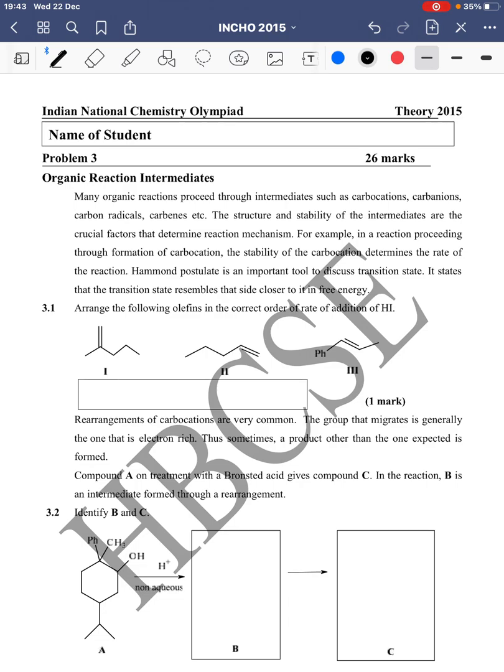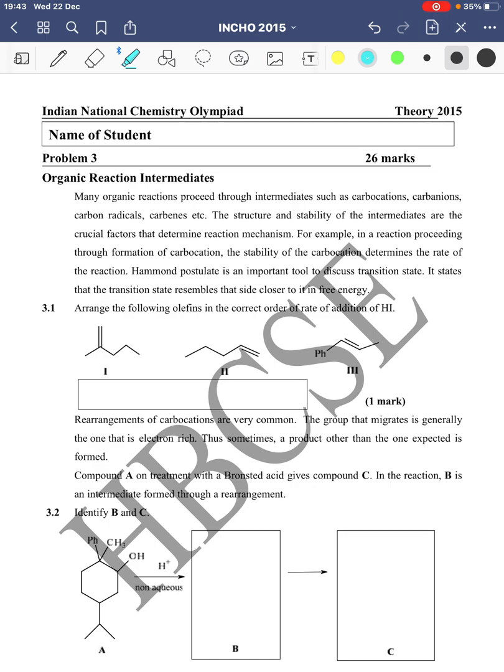Today we'll be solving problem 3 from INChO 2015. This problem is based upon organic reaction intermediates. So first of all we'll read the problem and then do the problems.